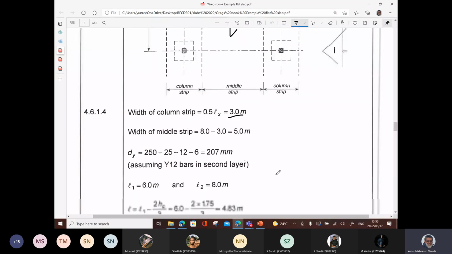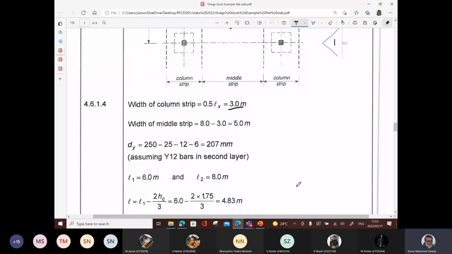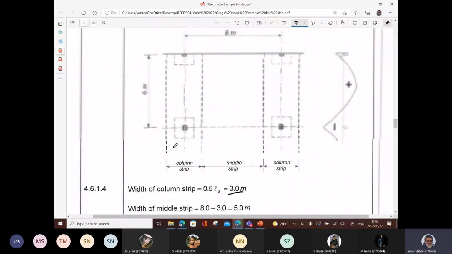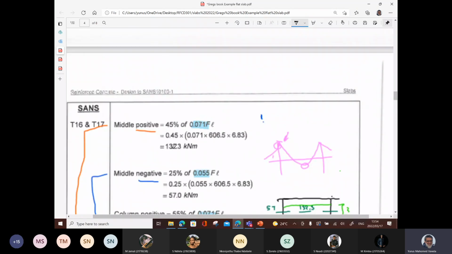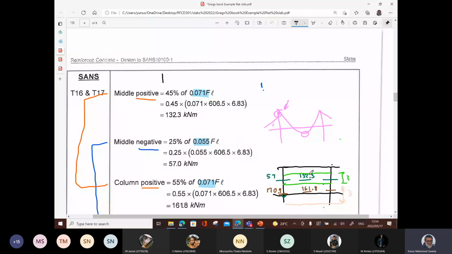All right, d is 250 minus 25 minus 12. That's the bar that we used in the long span. Now it's the middle of the short span. Okay, 207, assuming Y12 is in the second layer. All right, L1 now becomes 6. Notice the difference. L1 here is 6, whereas in the previous one, L1 was 8. See there, L1 was 8. So please be careful.